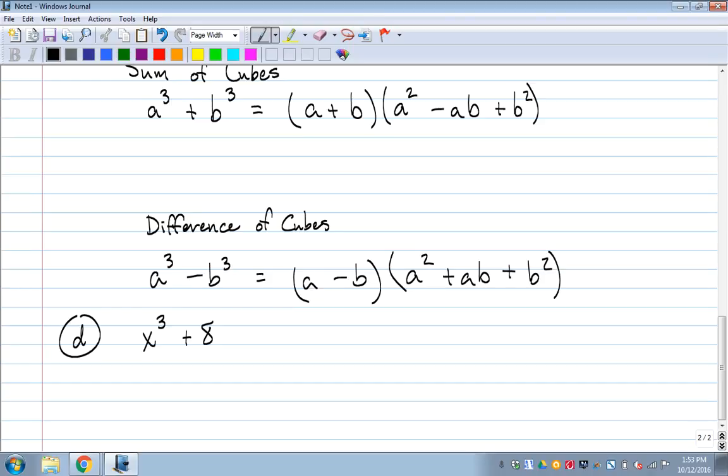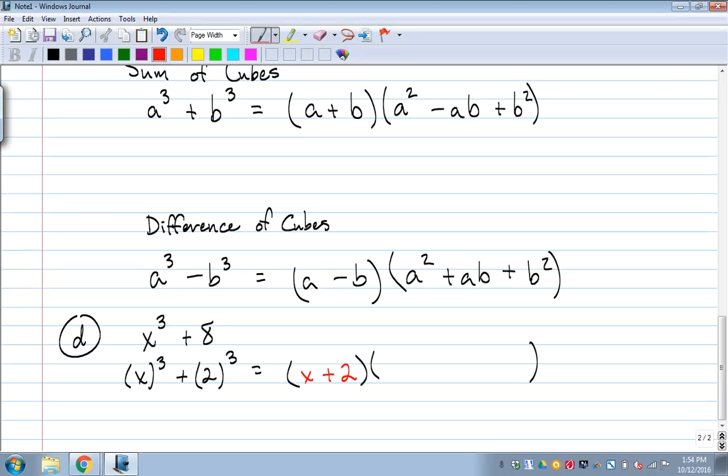So let's rewrite that as something cubed plus something cubed, since it's a plus sign in the middle. So if I rewrite that as cubes, x cubed plus 2 cubed. So this is like a and b. That's what that's like. So where our pattern then has a short piece and a long piece. What's the short piece for this one? X plus 2.